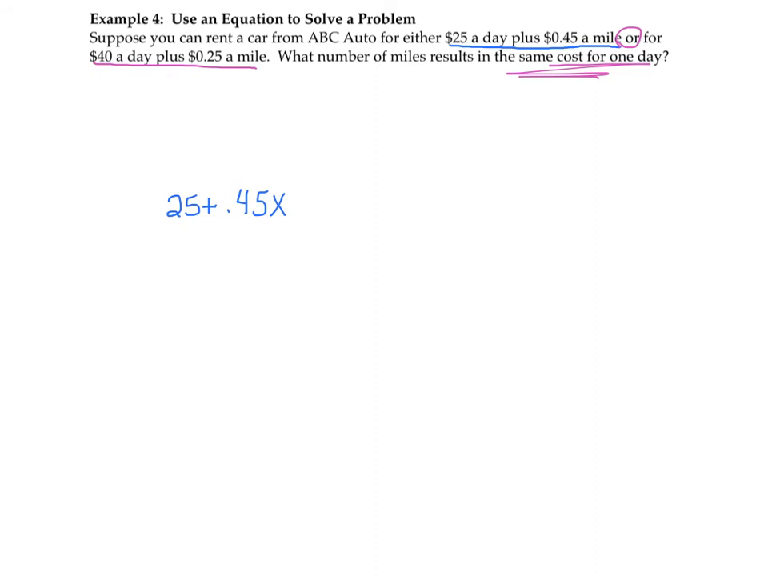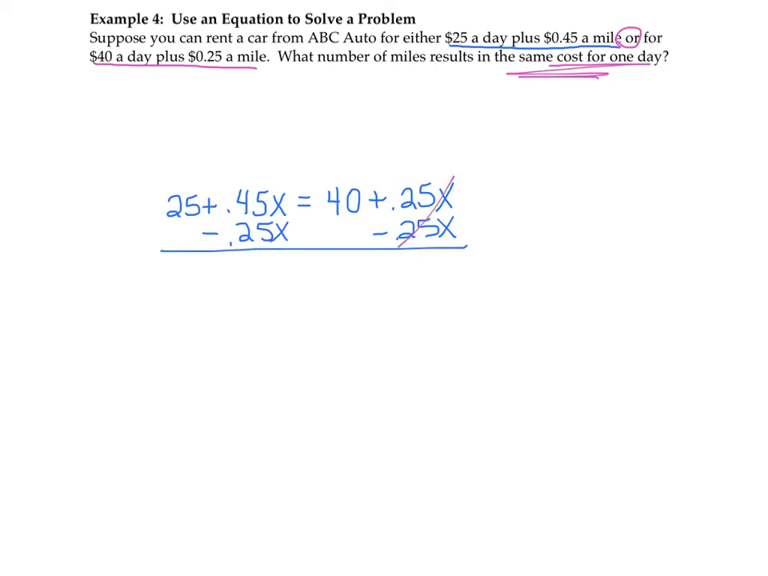So we're going to set this equal to $40 a day. That's your set cost, plus 25 cents a mile. So 0.25. We don't know how many miles, so we're going to label that with a variable. Now we have an equation, and we're going to solve it. So our first step is to undo the smaller variable, which is 0.25x. So we're going to subtract 0.25x from each side, from 0.45x and 0.25x.